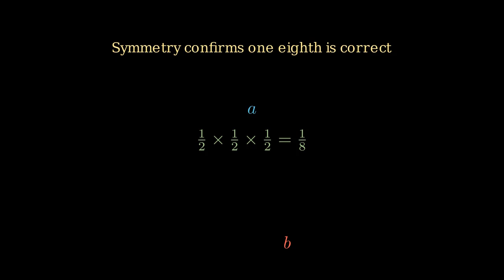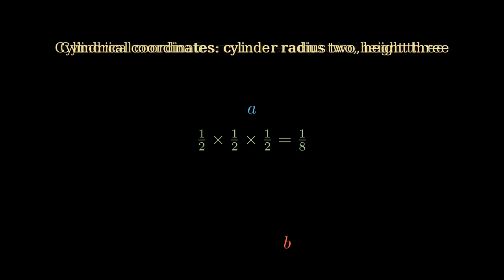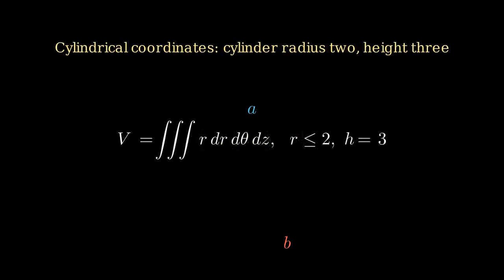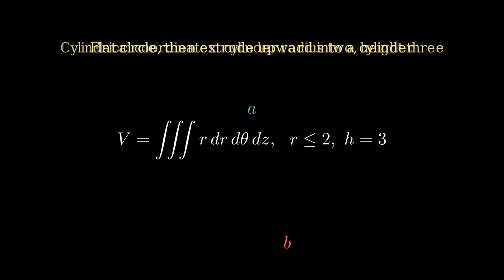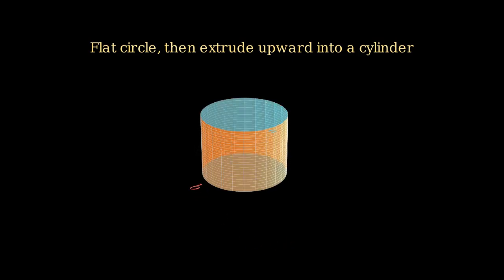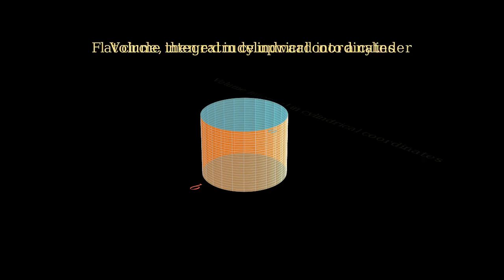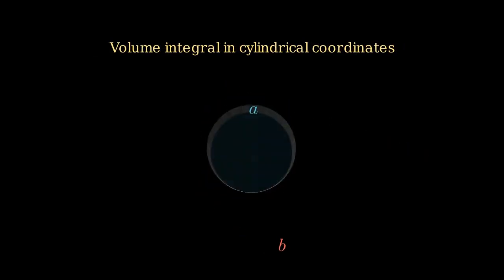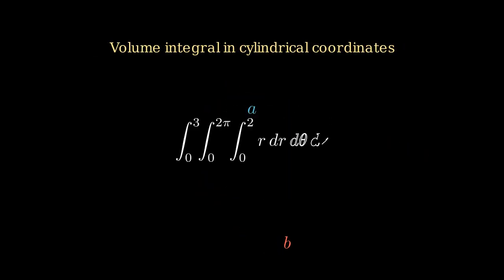Finally, let's use cylindrical coordinates to confirm the volume of a cylinder with radius 2 and height 3. Picture the cylinder first as a flat circle of radius 2 in 2 dimensions, then watch it extrude upward into 3 dimensions to height 3. In cylindrical coordinates, the volume integral becomes the integral from 0 to 3, integral from 0 to 2 pi, integral from 0 to 2 of r dr d theta dz.